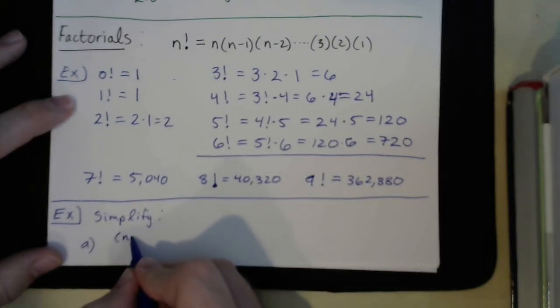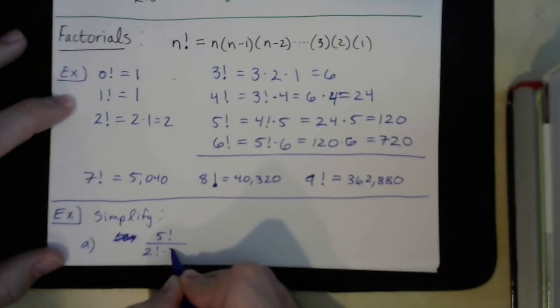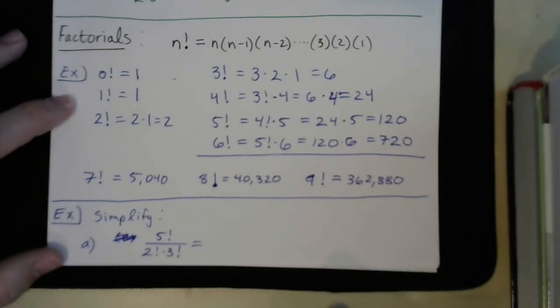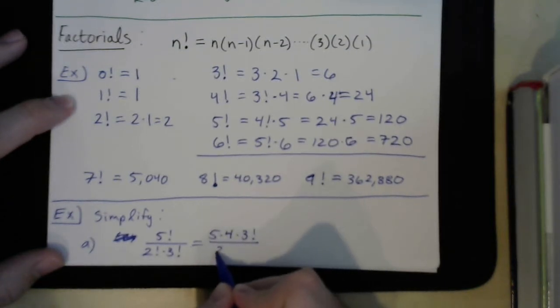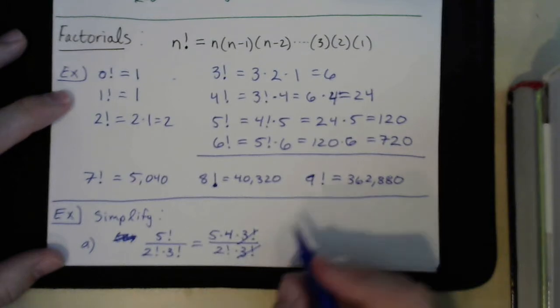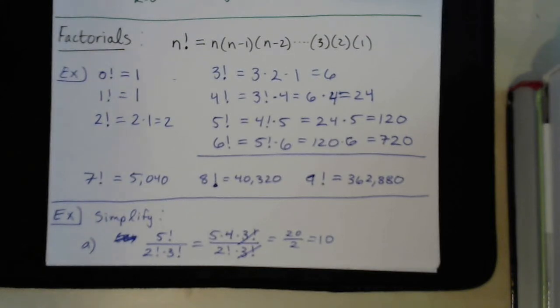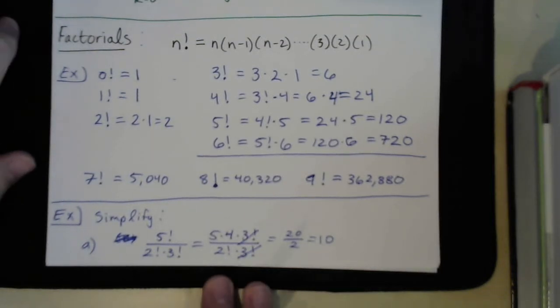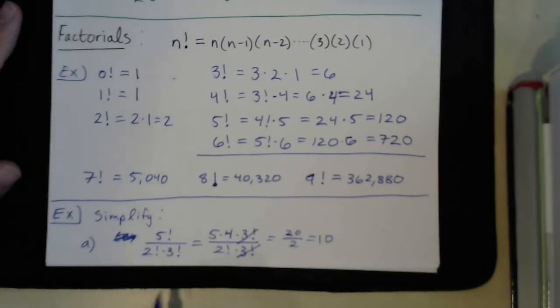Let's do 5 factorial over 2 factorial times 3 factorial. So we're always going to look to cancel out as many of the factorials as we can. So 5 factorial is 5 times 4 times 3 factorial over 2 factorial times 3 factorial. And so these can be canceled. And we end up with 20 over 2, or 10. Also, I hope you paused and did that yourself. So this is the kind of process you want to be thinking about when you're simplifying factorials.